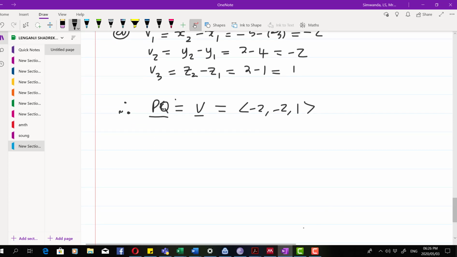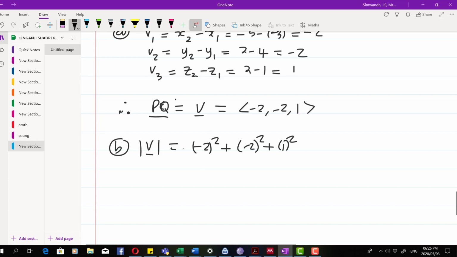Okay, so B, we're asked to find the length of the vector. So how do we get the length of the vector? We have got the components, so we can just apply Pythagoras theorem, the one we just looked at. So we have -2 squared plus -2 squared plus 1 squared, all under a square root. That should give us the square root of 9, which is equal to 3.